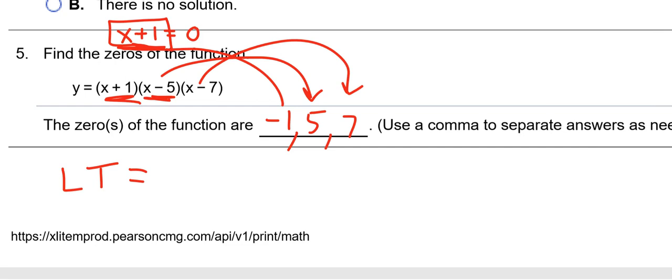What do we use the leading term for? What do we use it for? To find the end behavior. Thank you very much.